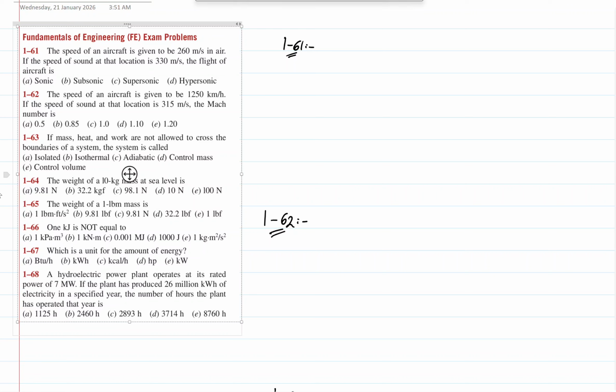Actually pretty easy. What you should be doing is that, so what we have here is that we're trying to find the Mach number.